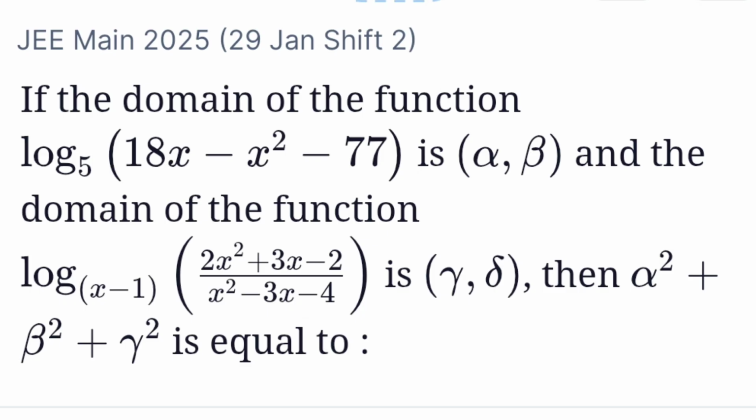Find the domain of the function. Let the domain of log of 18x minus x square minus 77 base 5 be alpha, beta, and the domain of another function, log of (2x square plus 3x minus 2) by (x square minus 3x minus 4) base (x minus 1), be gamma, delta. Then alpha square plus beta square plus gamma square is?